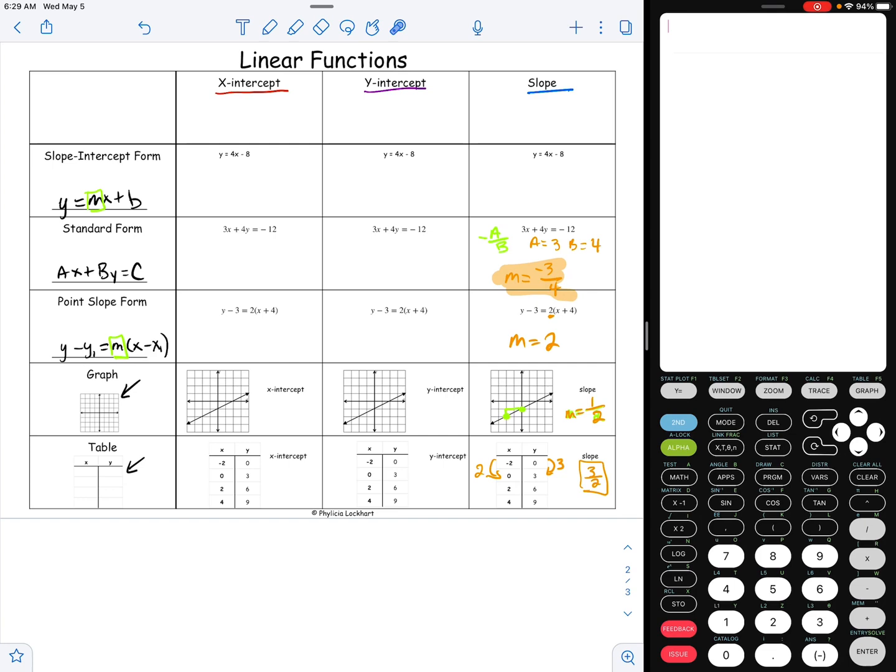Finally, our M in slope-intercept form is the number in front of our X. The number in front of our X here is 4. Notice that this is slope-intercept form, and therefore the slope is 4.